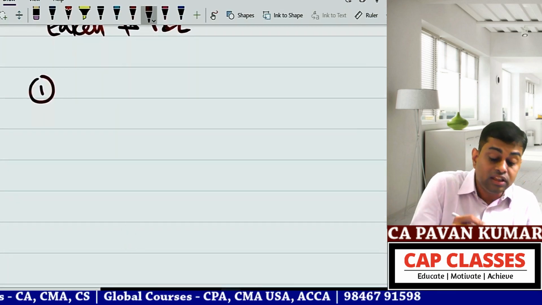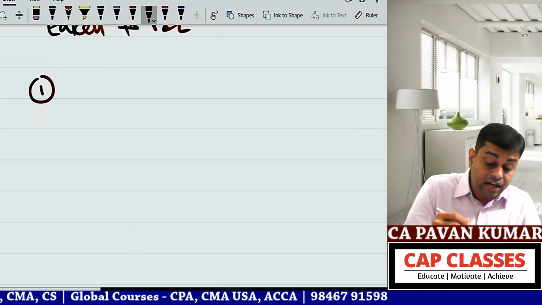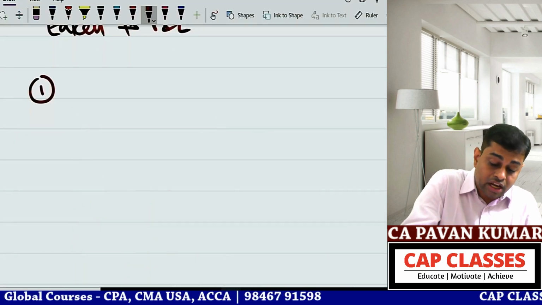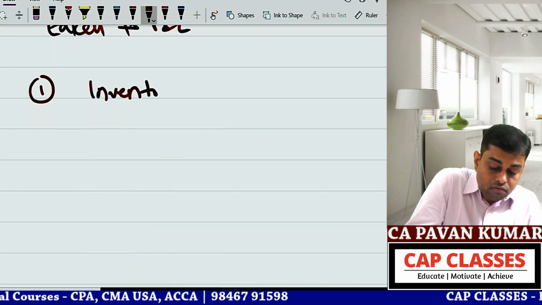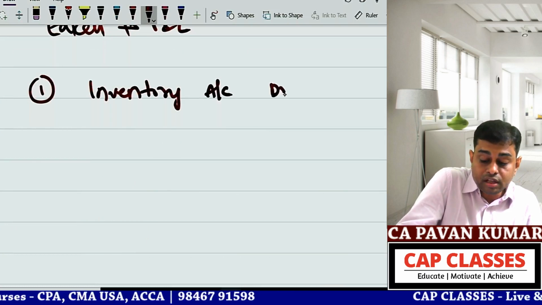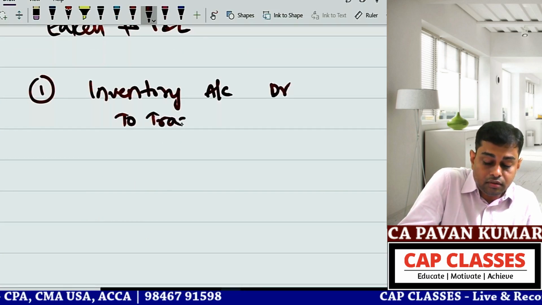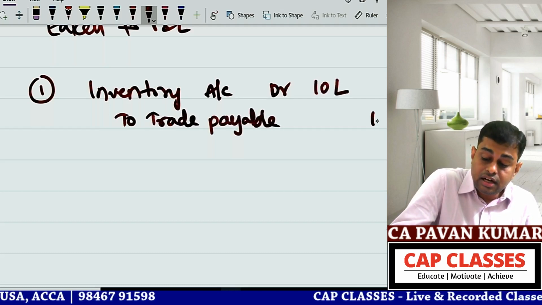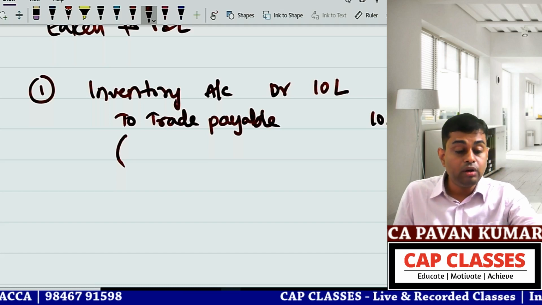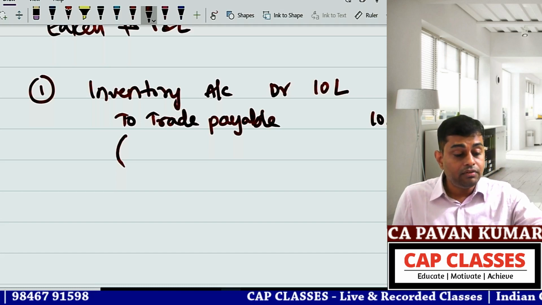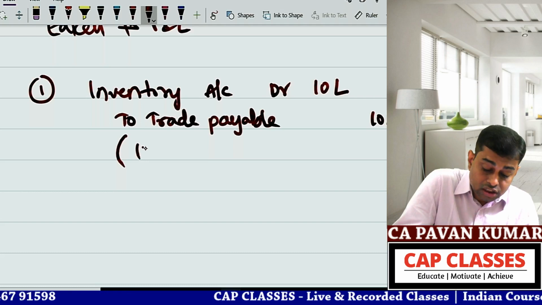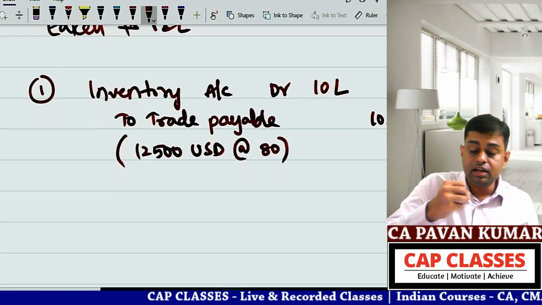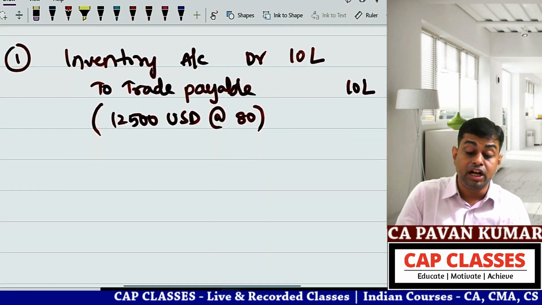So first, on the date of transaction, what is the journal entry you will write? You purchased goods, trade payable. Inventory account debit to trade payable 10 lakhs. How? 10 lakhs divided by 80 rupees, so that is 12,500 US dollars you bought. At a rate of 80 rupees you converted, so it is 10 lakhs. This is journal entry 1.